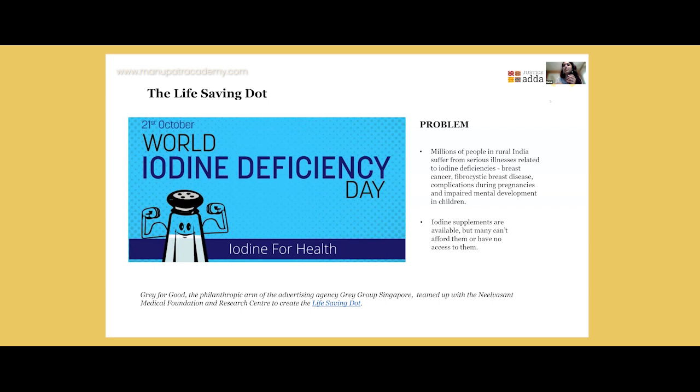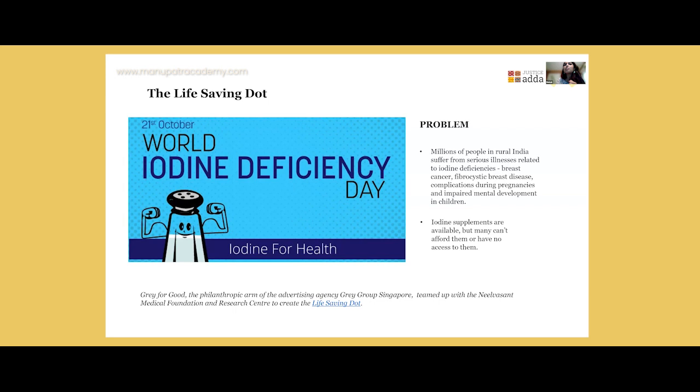So, and again, this might be something that you all are aware of, but it'll be interesting to go through it anyway. Iodine deficiency is a serious issue in rural parts of India, and not just in India. This is a problem across the world. Iodine deficiency, of course, causes some very serious issues: breast diseases, complications during pregnancies. In fact, even brain damage is something that can happen because of iodine deficiency.